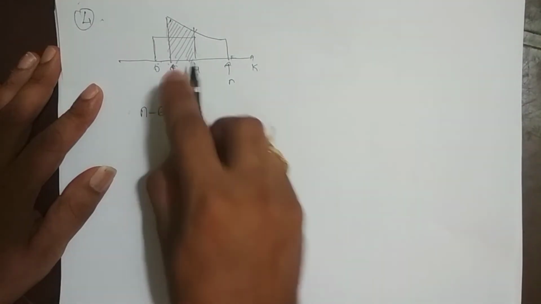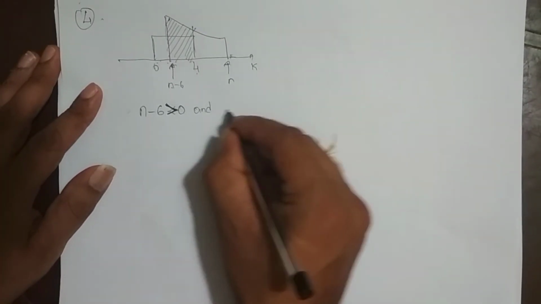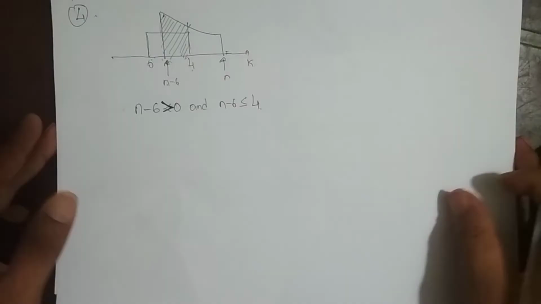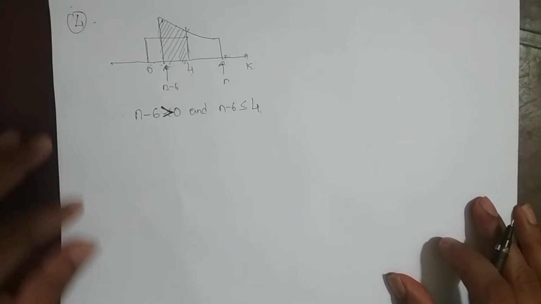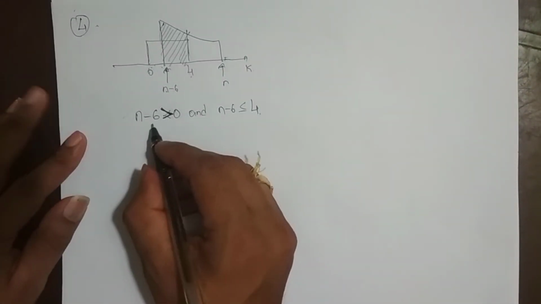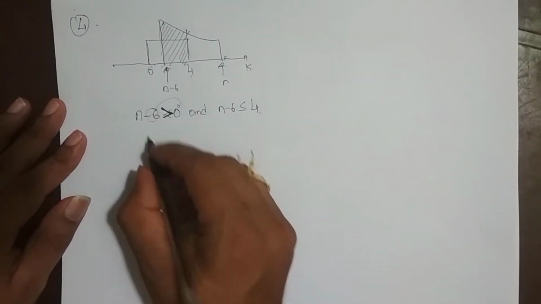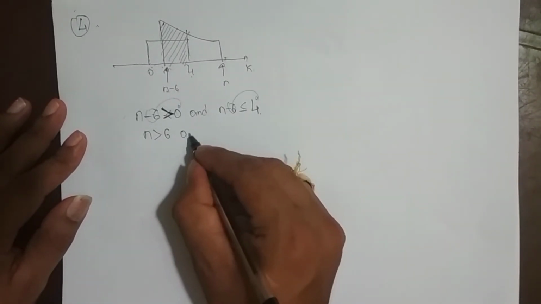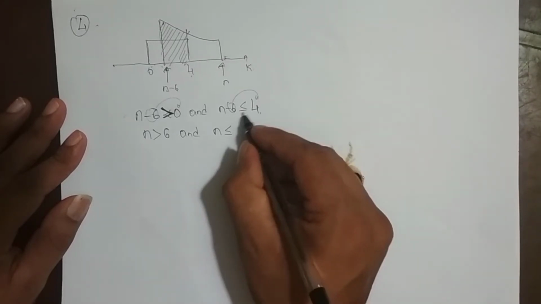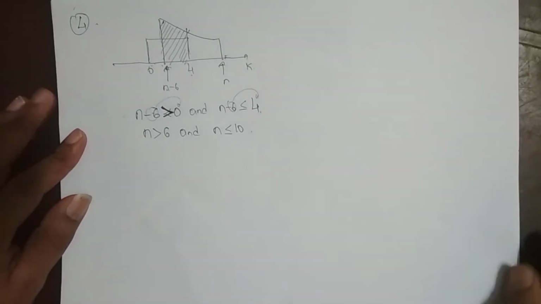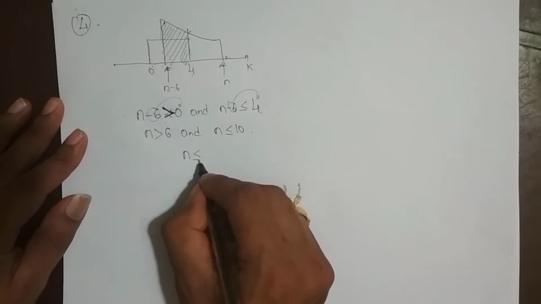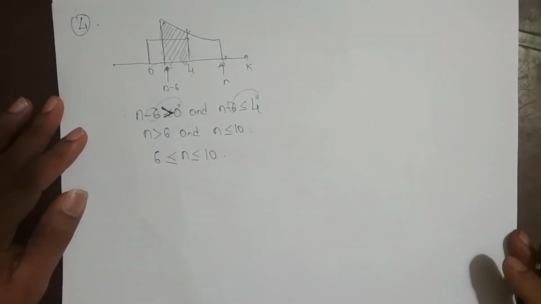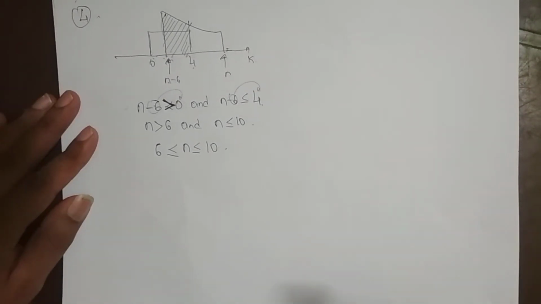Till where can I move? Till n minus 6 is less than or equal to 4. Okay, so how do I write it in terms of n? If I take this 6 to the other side, n is greater than 6, and n is less than or equal to 4 plus 6, which is 10, right? So if I write it combined, it is when n is in between 6 and 10.